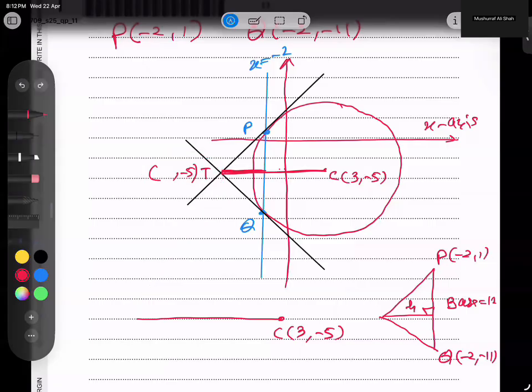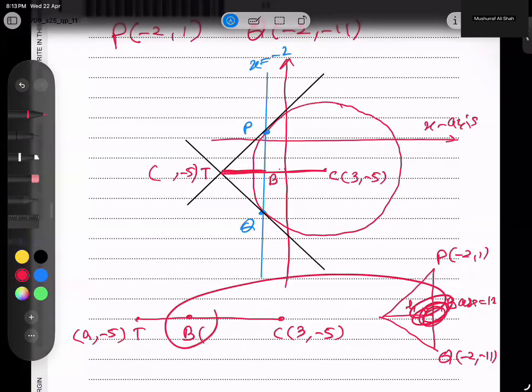So I'm writing here the T coordinate, and I write this as A comma -5. A means I don't know the x coordinate. And in the middle, I have this point, and I call this B for base. And the B coordinate is very clear. So check it, please. What is this B coordinate? I will find the B coordinate from here easily.